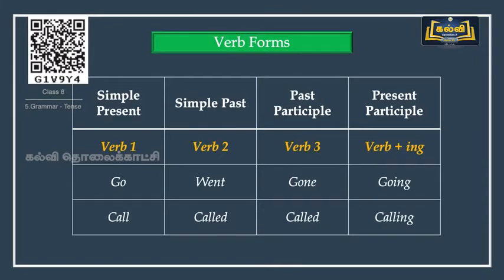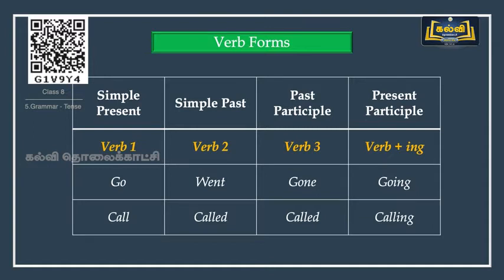Before we learn all the tenses, we must be aware of all the verb forms. Let us look at the verb forms. Verb 1, present simple. Verb 2, simple past. Verb 3, past participle. And verb plus ing, present participle. There are 2 kinds of verbs. For example, go, went, gone, going. If you look at all these verbs, each verb has a different form. And take another example: call, called, called, calling.